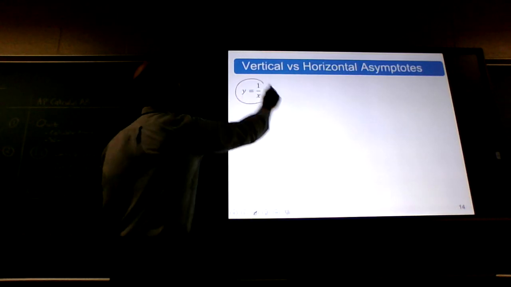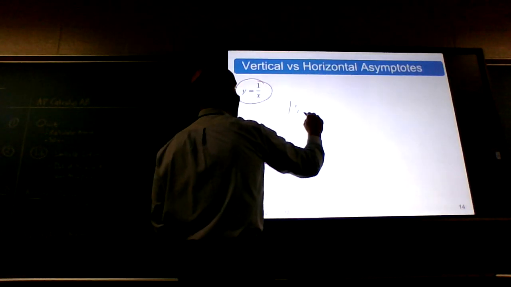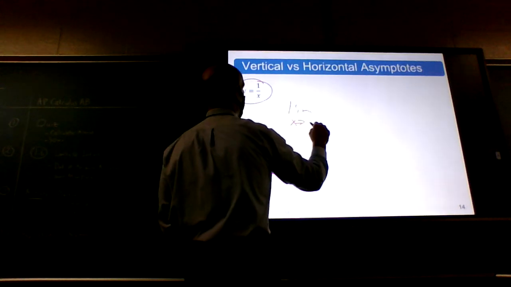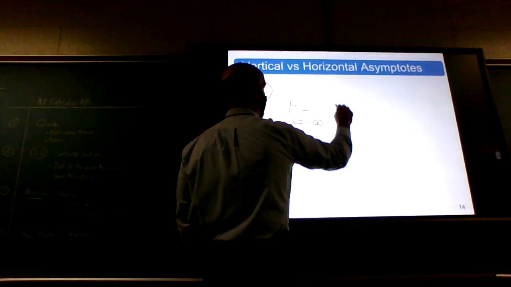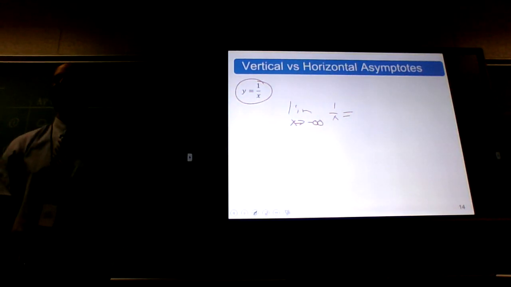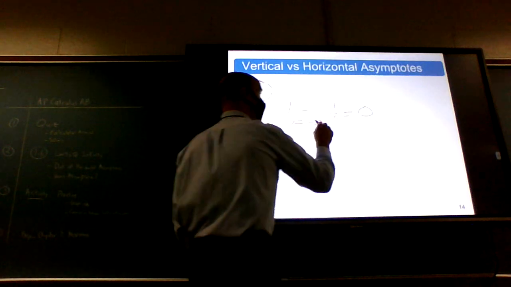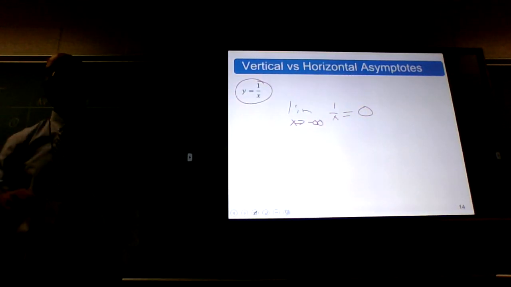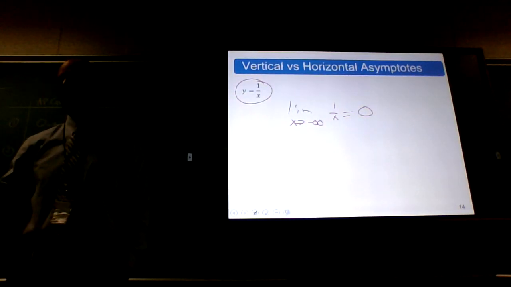Okay. We'll just use this guy right here. What is the limit of this as x goes to, let's say, negative infinity? What's that limit? 0. It is 0. That's exactly what it is, right? Doesn't matter that it's a negative infinity. It's still infinitely many things, right?